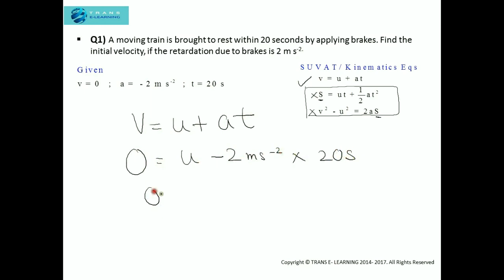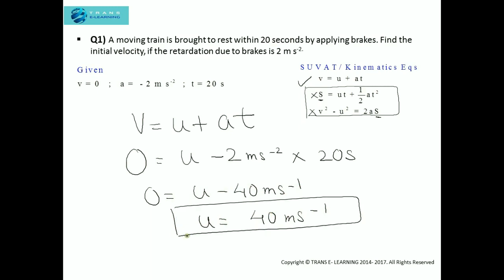So 0 equals u minus 40 meters per second. If I take this here, u comes out to be 40 meters per second. So this was the initial velocity with which the train was moving.